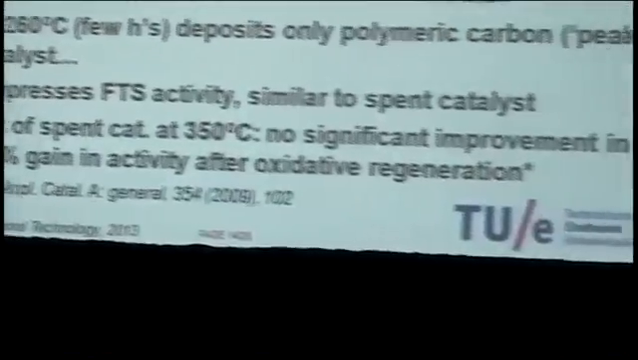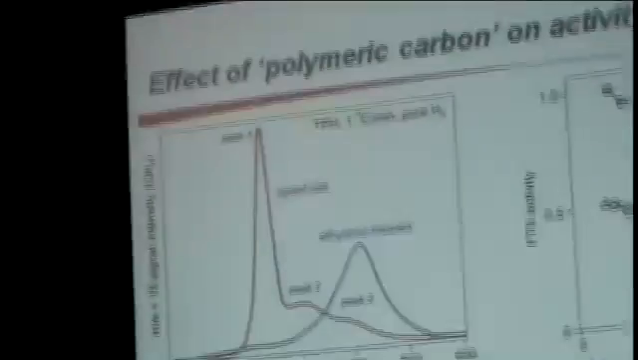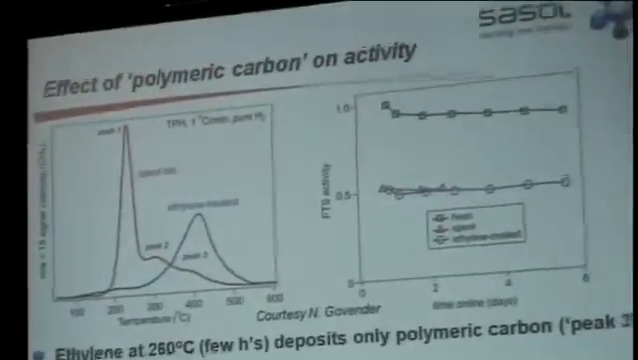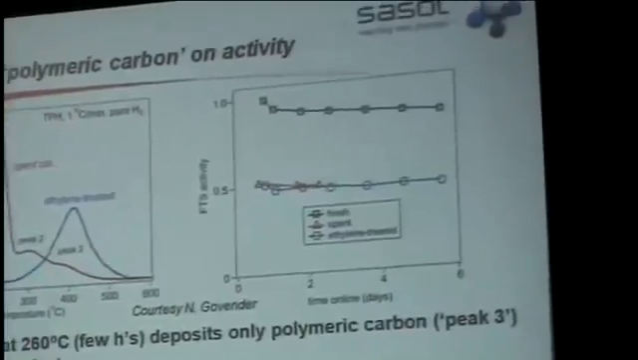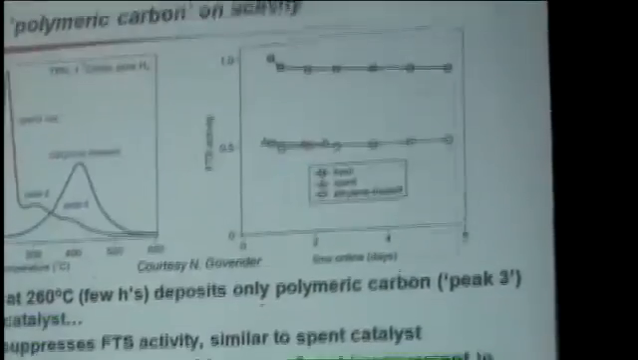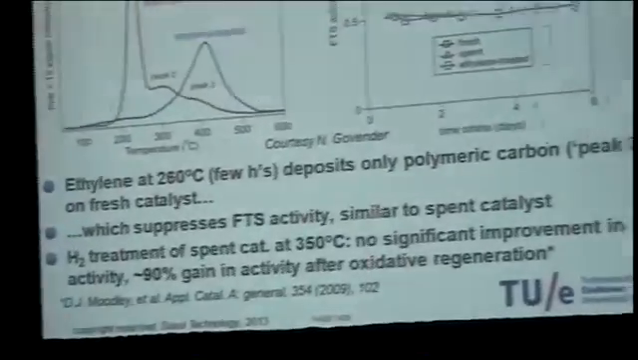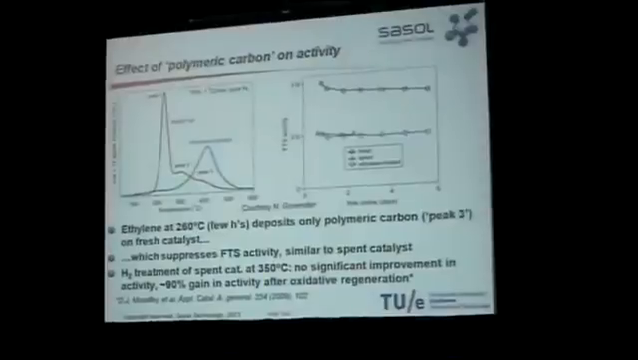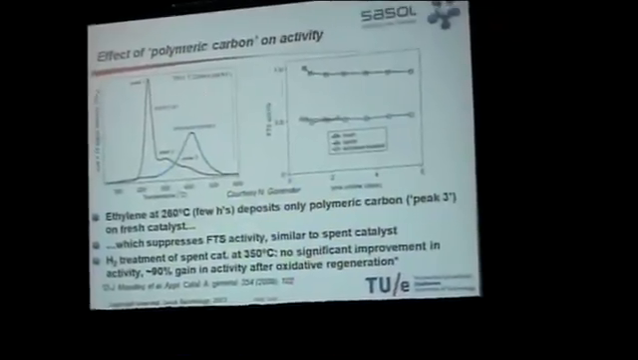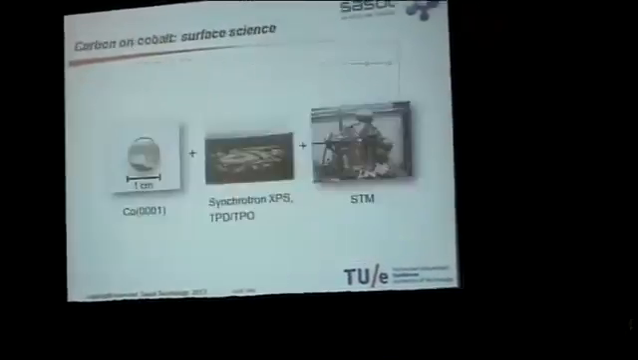You can also take a spent catalyst and remove the first and second peak by hydrogen treatment, and then you won't see much gain in your activity afterwards. So you only leave the peak 3 carbon on there, you don't see gain in activity. If you instead use oxygen to burn off all the carbon, you can get a gain of activity of about 90%. So really underpinning that this polymeric carbon is a bad thing for your catalyst.